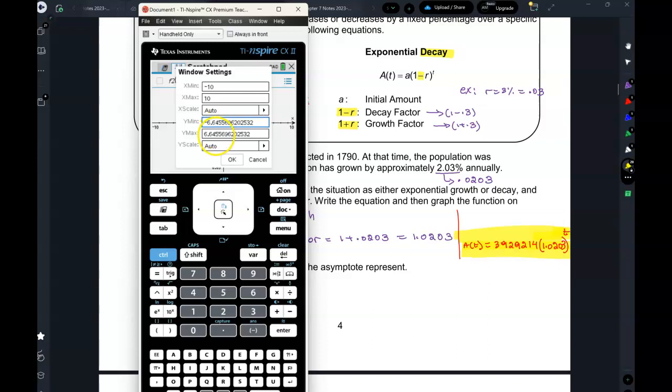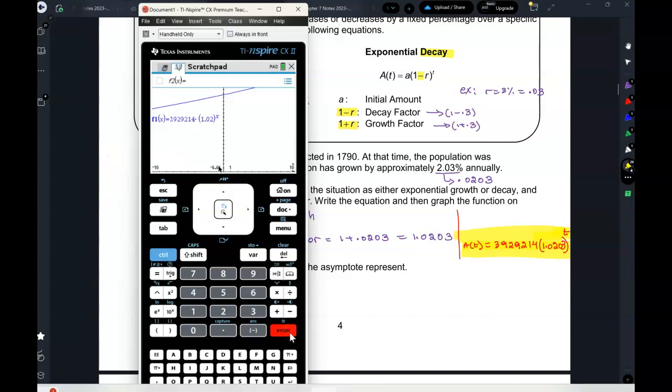So I'm going to go up to what? So listen, what are we looking for here? We're looking for the y-intercept, right? The y-intercept at t equals 0. So why don't we go up to 5 million and see how that looks? Okay, so I have a y-intercept there.